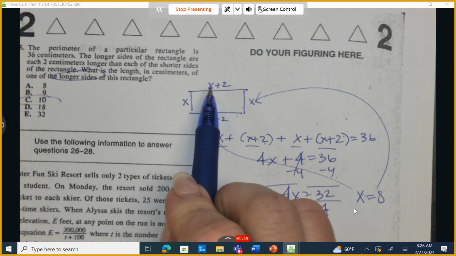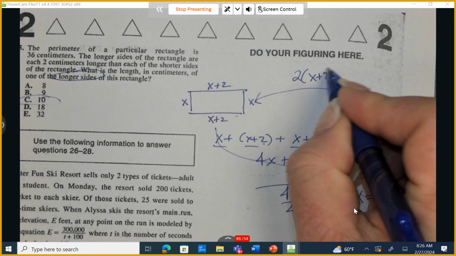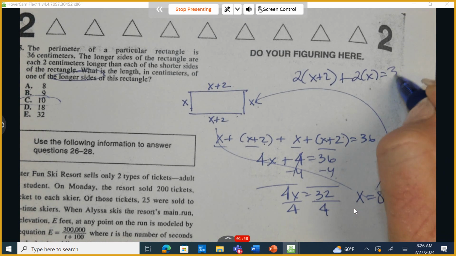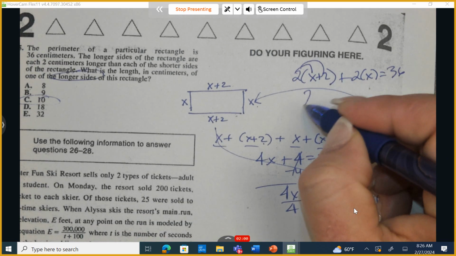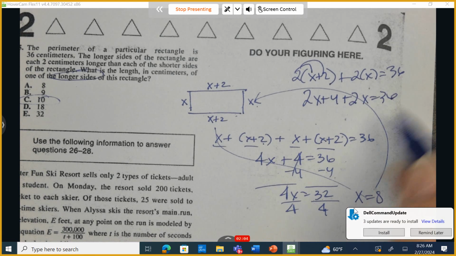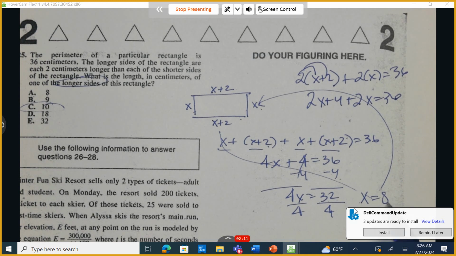An alternative formula, notice that we have 2 of the longer sides. So we could say 2 times x plus 2 times x equals 36. And you could distribute to get 2x plus 4 plus 2x equals 36. And then you do the exact same thing. You're ultimately going to combine like terms, isolate the x, and you still get an answer of x equals 8.